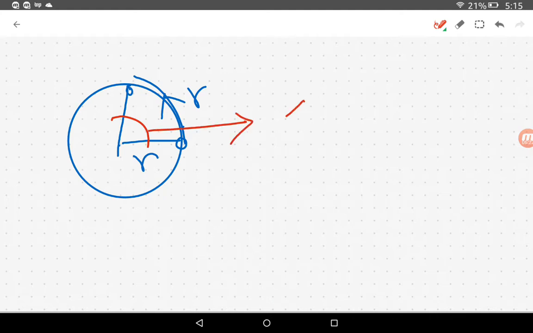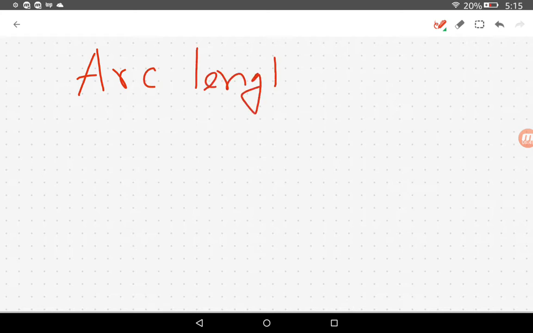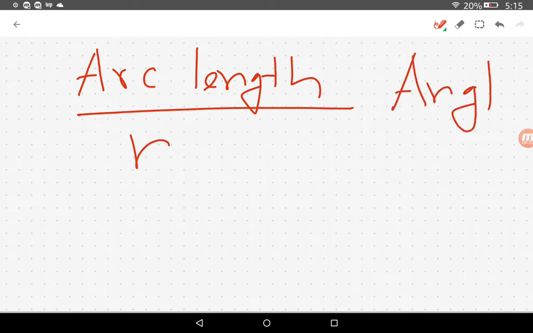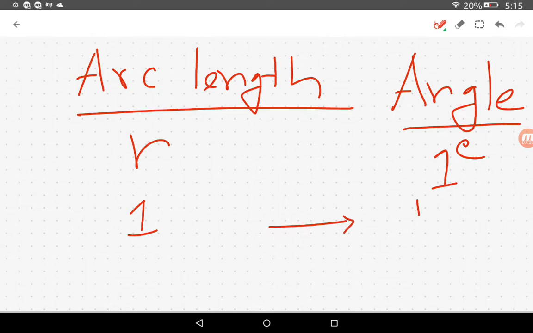This angle is actually called 1 radian. So if this distance is equal to the radius, then the angle produced at the center of the circle will be 1 radian. So if the arc length is r, then the angle produced at the center will be 1 radian. If the arc length is 1, then the angle will be 1 by r radian.